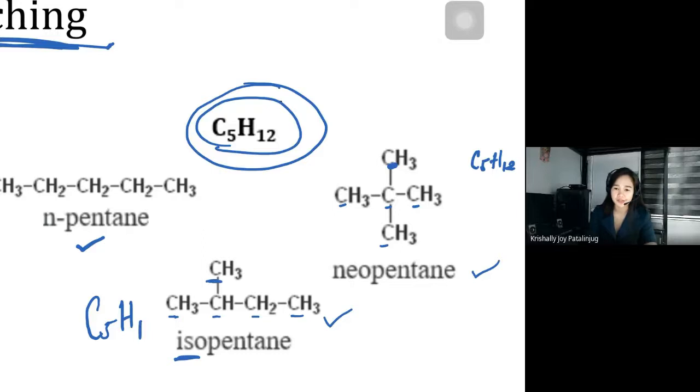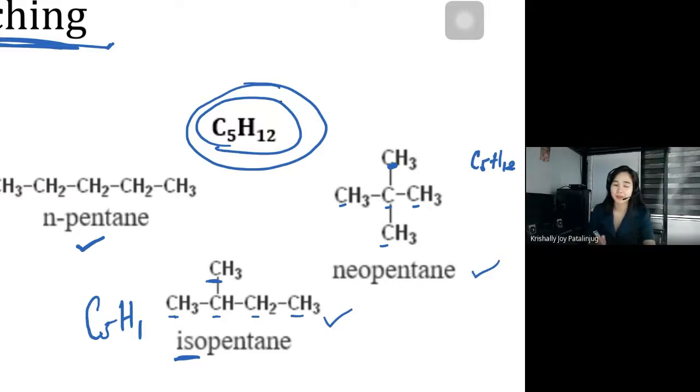Bakit again different yung structure? Due to branching. May branches na. Neopentane, may branching. Isopentane, ganun din, may branching. Now let me ask you the systematic name of isopentane. You type in your answer.